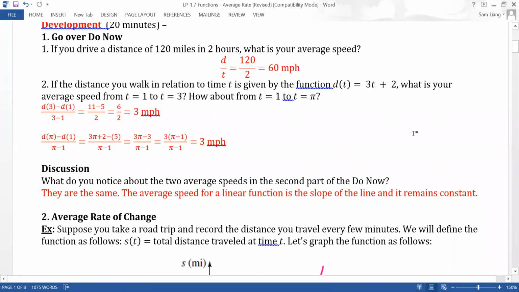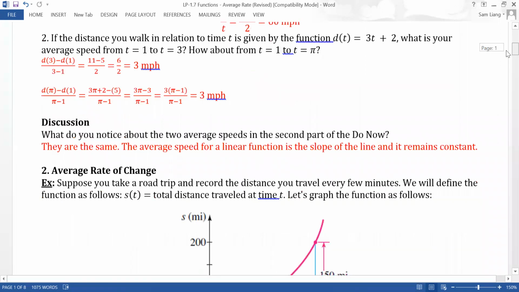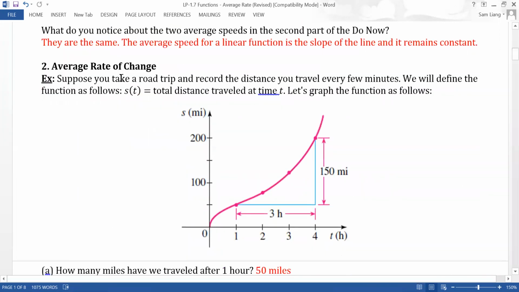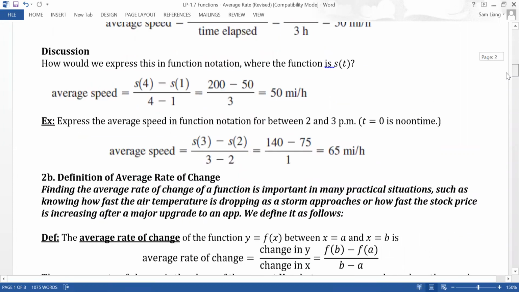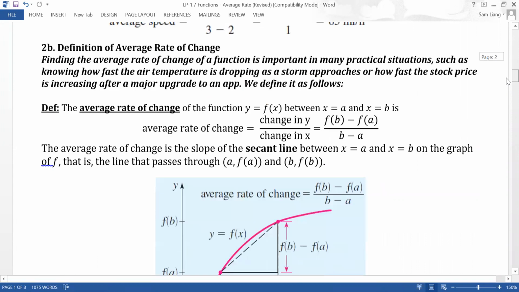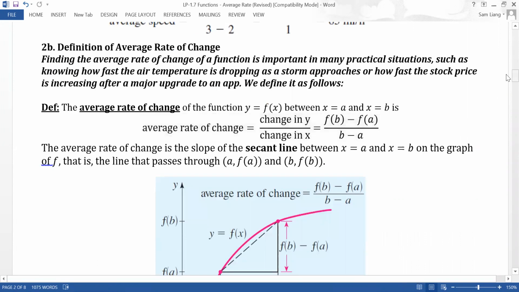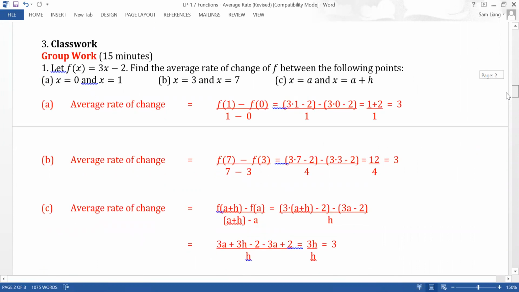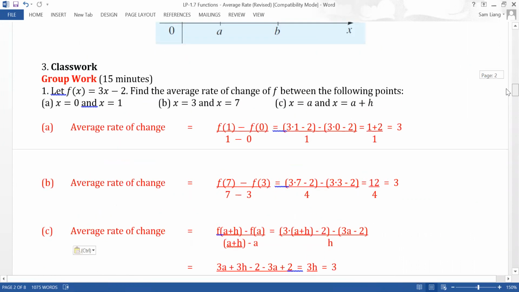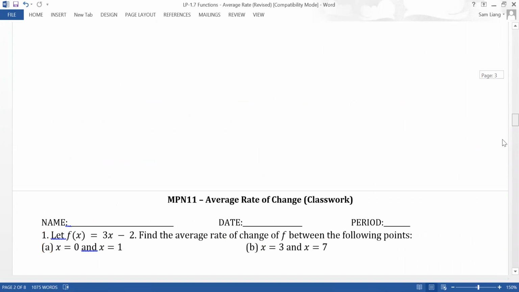All right, let me give you an overview of the rest of the lesson. We're going to talk about another average rate of change problem, but generally, right? Some follow-up questions to that diagram, and then we're going to define average rate of change right here, and that's going to be followed by your classwork. With that said, let me get to the slides.